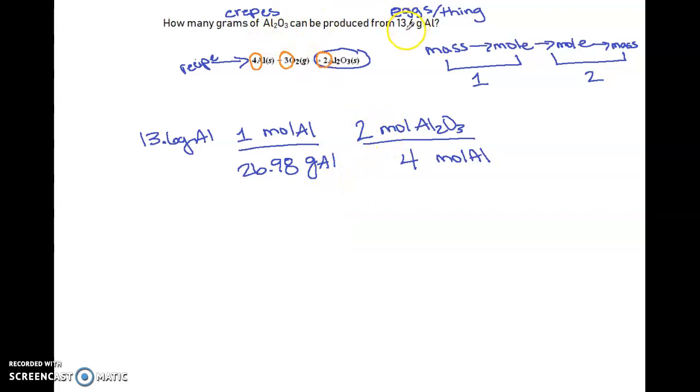Now if I stopped and did my math right now, I would have answered how many moles of aluminum oxide I could produce from this, but that's not valuable because that doesn't really mean anything in the lab. I don't have anything that measures directly in moles. So I need to convert that. I need to go, okay, well, this many moles would weigh this much. So I want to get back to grams.